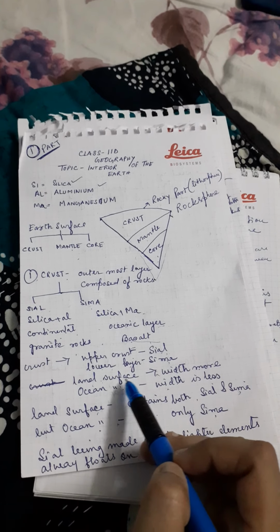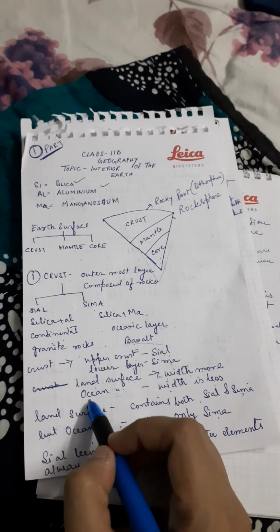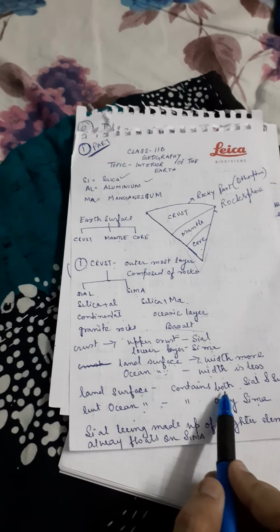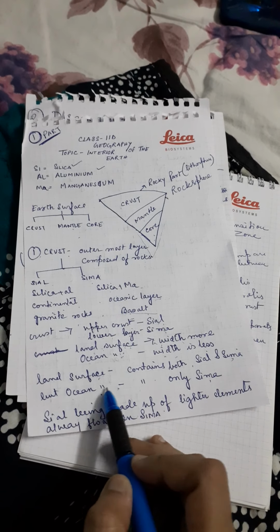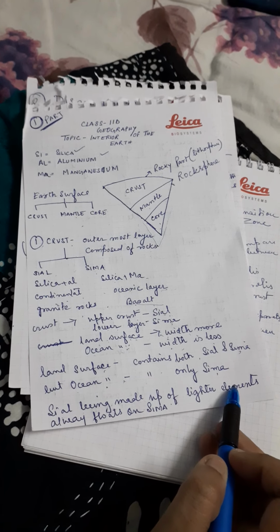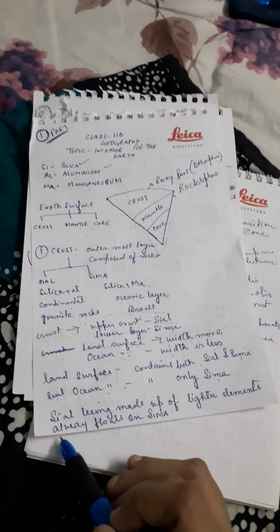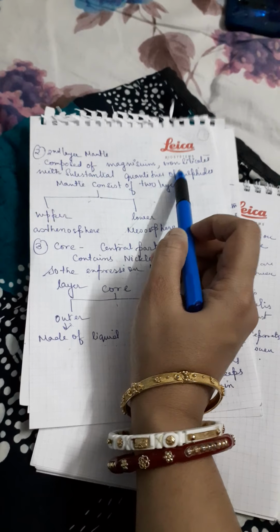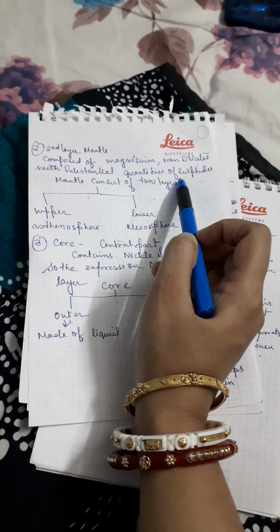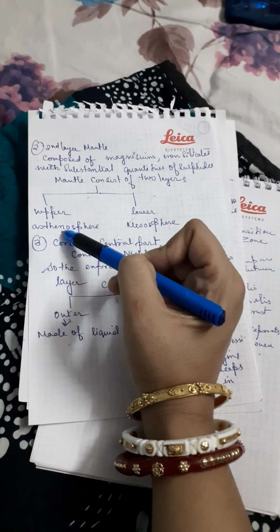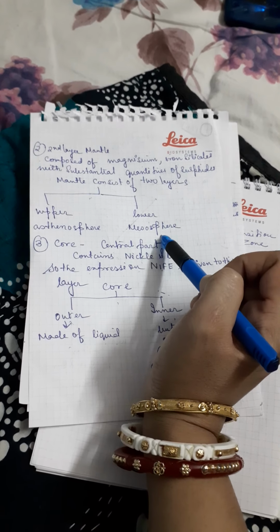On the land surface, the width is more. On the oceanic surface, the width is less. The reason behind it: the land surface contains both Sial and Sima, but the oceanic surface contains only Sima. Sial, being made up of lighter elements like silica and aluminium, always floats on Sima. The second layer is the mantle, composed of magnesium and iron silicates with substantial quantities of sulfides. Like the crust, the mantle consists of two layers: the upper layer, the asthenosphere, and the lower layer, the mesosphere.